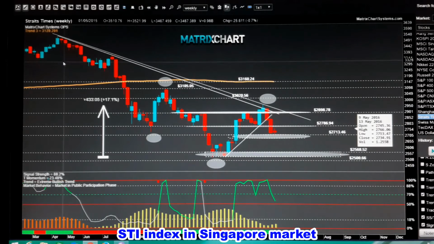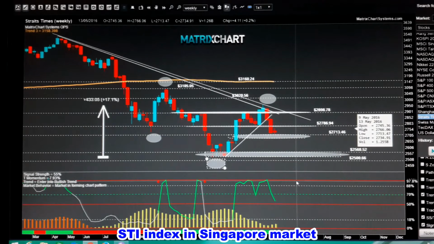So in the bigger picture, this is the top, and it has formed a major wave 1, wave 2, wave 3 and wave 4. So wave 5 will be somewhere around here. So right now this index has shown 4 major waves in the secondary trend.